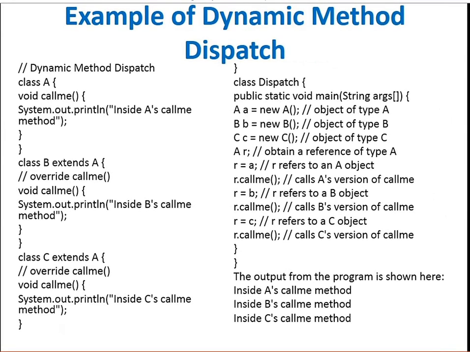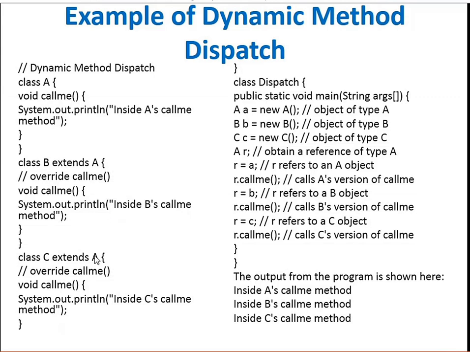Here is a small example of dynamic method dispatch. Class A has a void callme method, which prints "inside A's callme method is called". Then class B extends A, B is the child and A is the parent class. Again we override the method callme. Here we print "inside B's callme method", so we can understand which method is called.